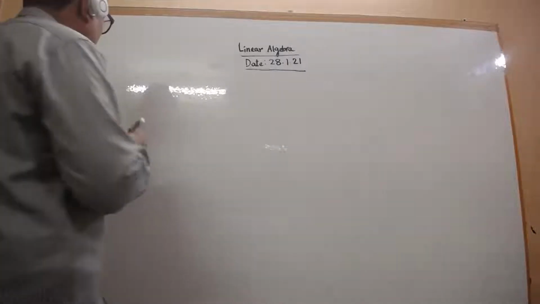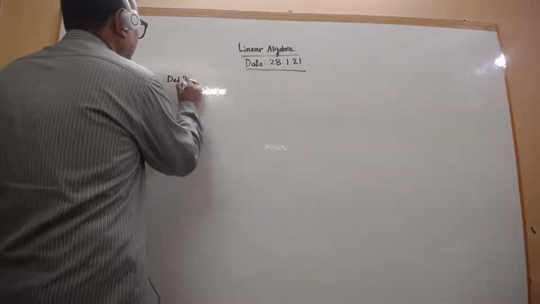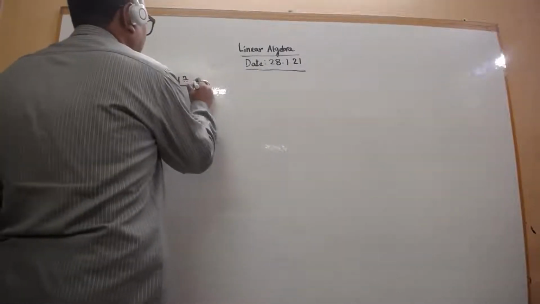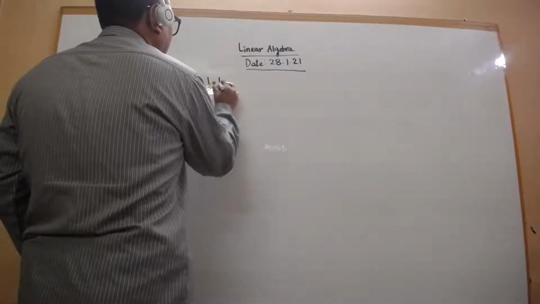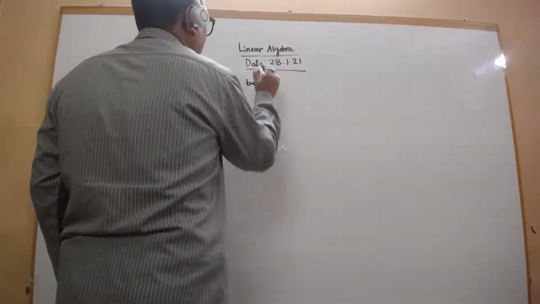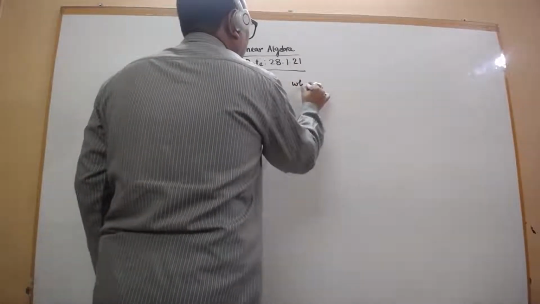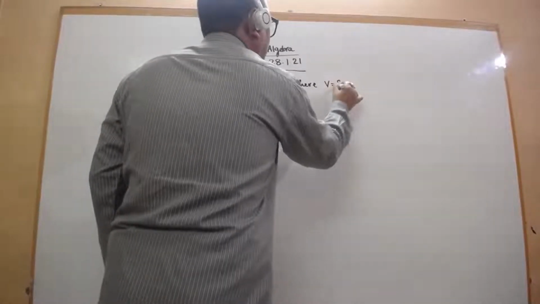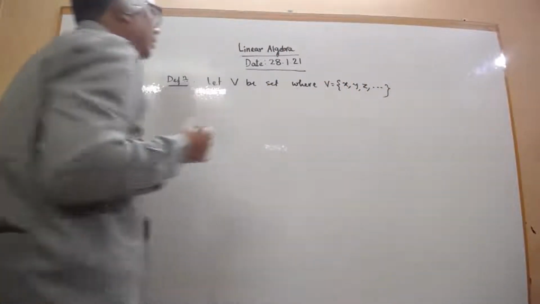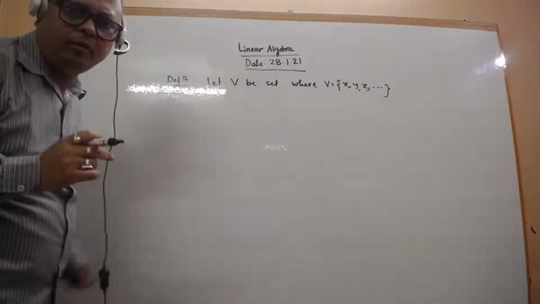So the definition of vector space: let V be a set where V contains elements x, y, z. So anybody can.